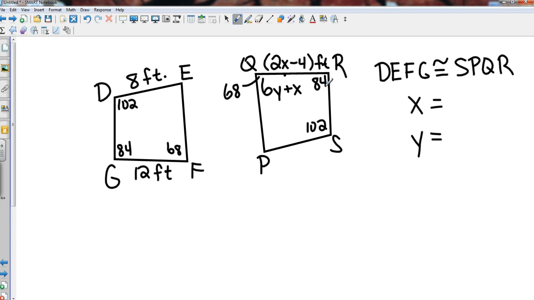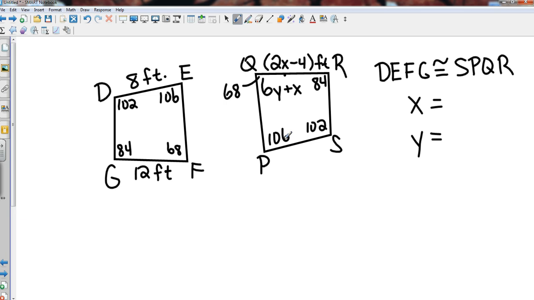Now we can find out what E is. We can take all of those 3 angles that we know, add them up and subtract them from 360. So let me do that real quick. We've got 102, 84, 68. That gives me a total of 254. And when I subtract that from 360, that's 106. So this is 106, and P is 106.